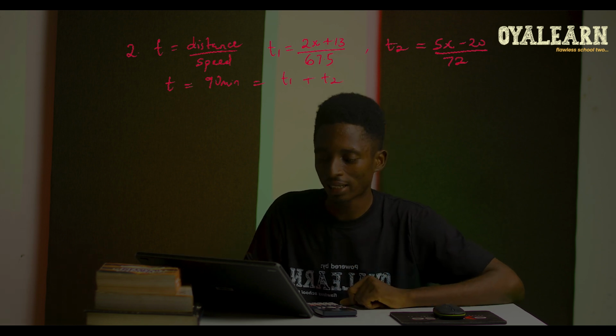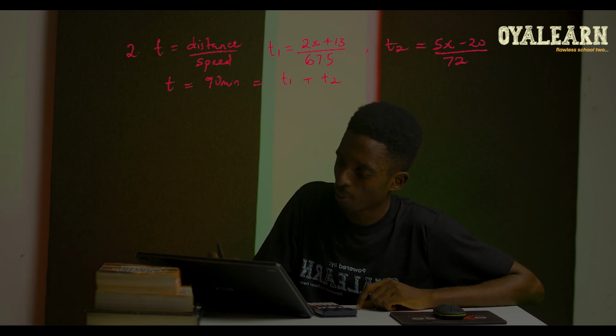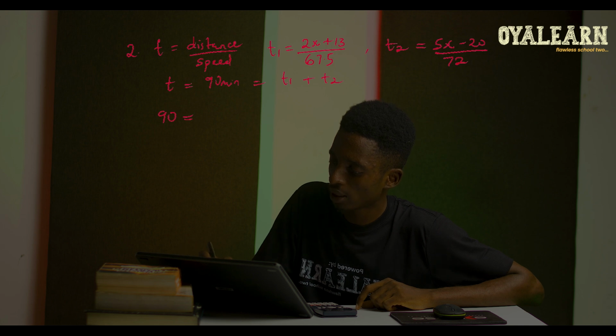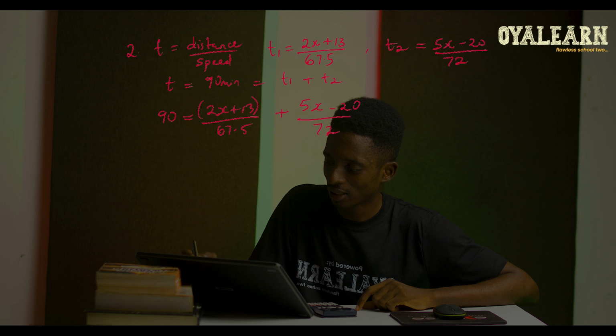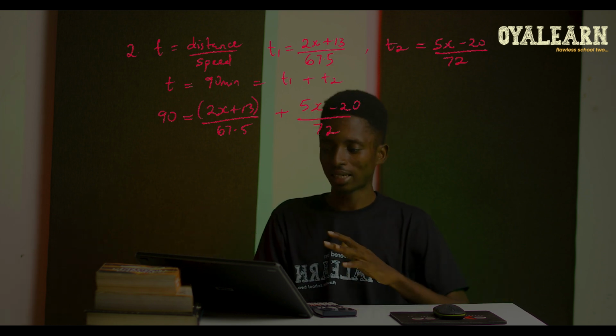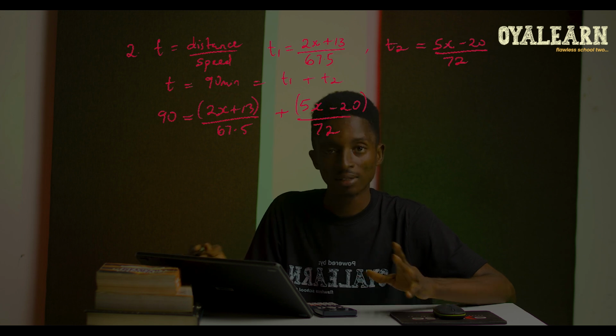So let's use this to find the value of x, which the question asks us to do. So we put 90 minutes equal to t1, which is 2x plus 13, in brackets, over 67.5, plus t2, which is 5x minus 20, divided by 72. Now, when solving questions like this, ensure that you're very careful, especially with negative and positive signs.